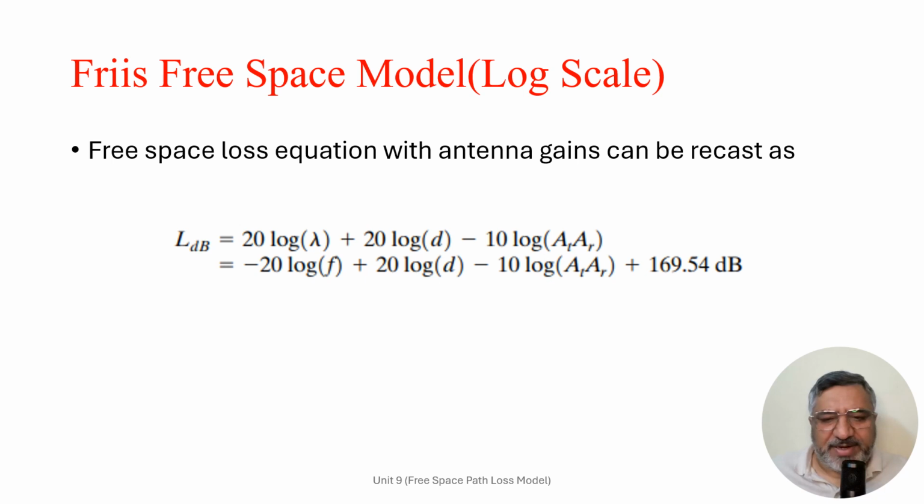Friis's free space model in logarithmic scale can be written as L dB equal to 20 log lambda plus 20 log d minus 10 log At Ar, and similarly, further simplified in terms of frequency, it is equal to minus 20 log f plus 20 log d minus 10 log At Ar plus 169.54 decibels. But at the same time, for the same antenna dimension and separation, the longer the carrier wavelength, that is, the lower the carrier frequency, the higher the free space path loss.